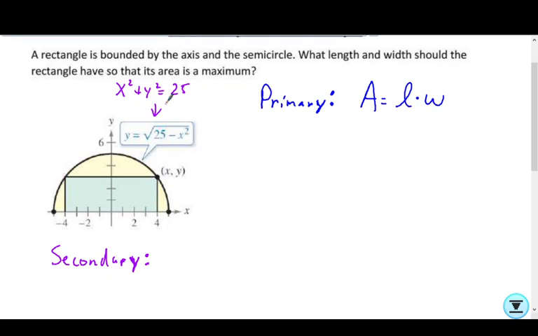Which means some of our work is already done for us, because what's actually constraining my area is this equation. This is my constraint, or my secondary equation. That is my limiting factor. Now, I still have to get my primary equation in terms of one variable. So, let's say that this is my length and this is my width.